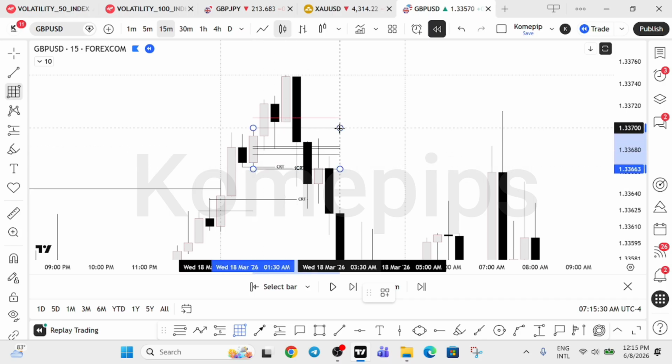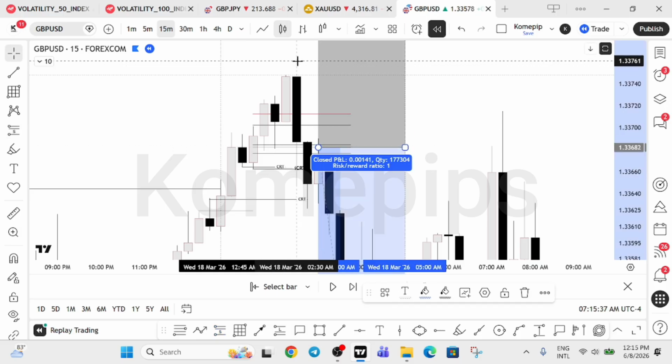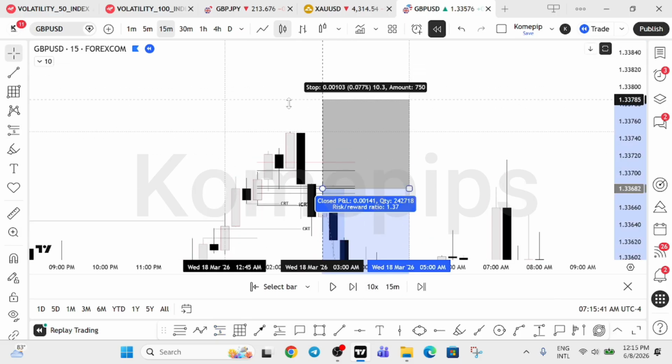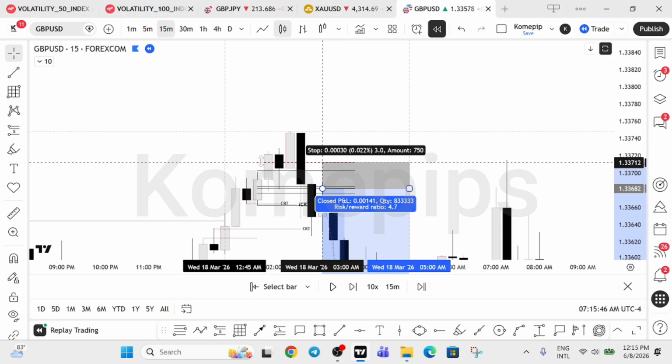50% of that candle is what we want to use. So as you can see, where's the 50%? This is the 50%, right? And your stop loss can just be above the candle or give it a little bit of room to breathe.